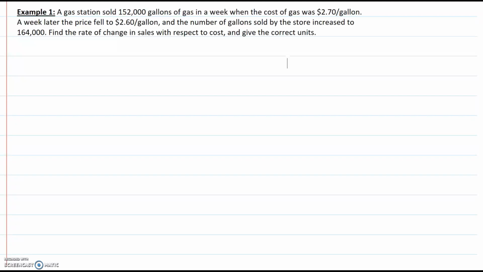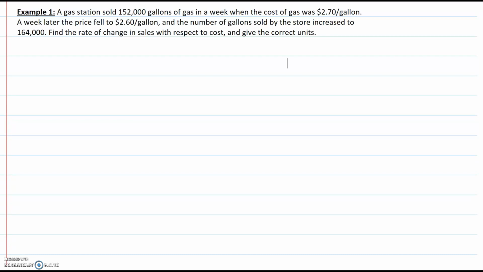A gas station sold 152,000 gallons of gas in a week when the cost of gas was $2.70 per gallon. A week later, the price fell to $2.60 per gallon and the number of gallons sold by the store increased to 164,000. Find the rate of change in sales with respect to cost and give the correct units.